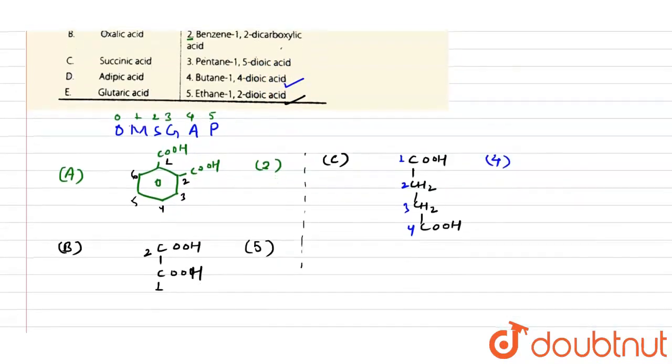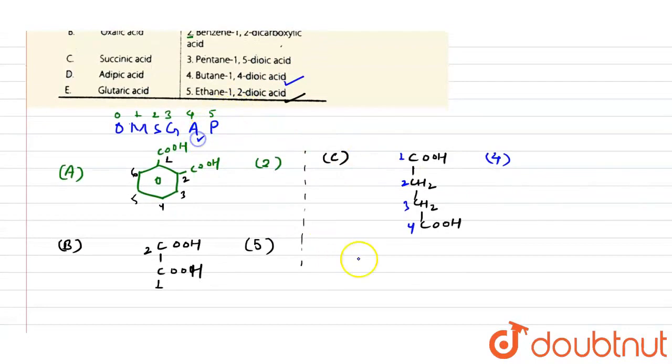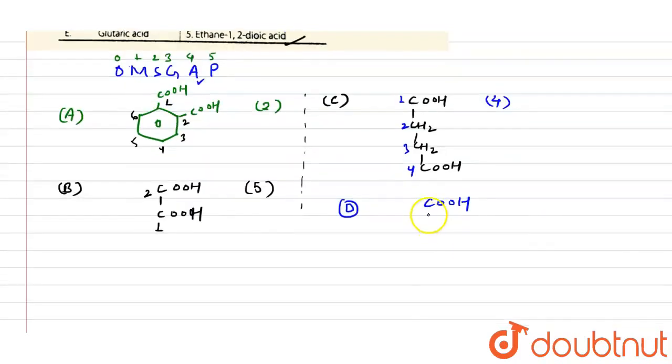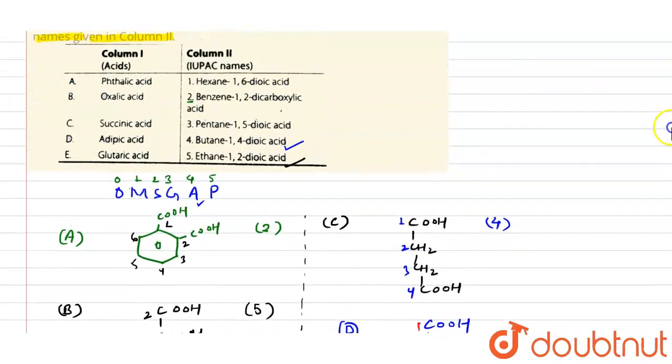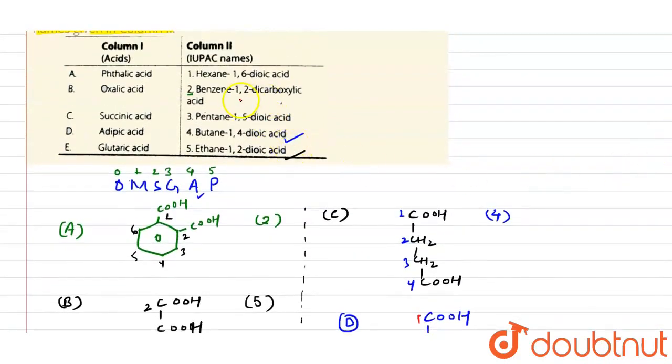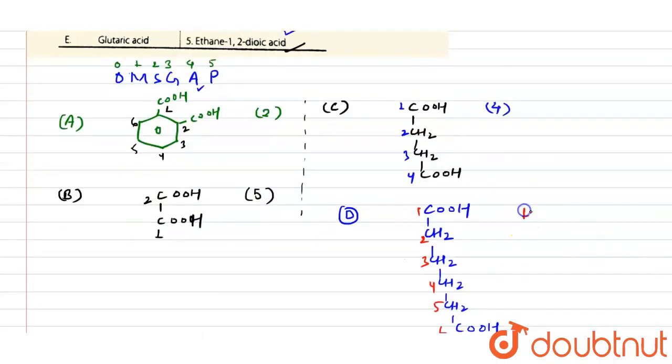Now next is D. So D is adipic acid. In adipic acid, how many carbon will be there? 4 carbon in between, so total 6 carbon will be there. 2 carbon is for the carboxylic acids, and in between them we will have 4 carbon in that way: CH2, CH2, CH2, CH2, and after that we will have COOH. So total 6 carbon is there, 1, 2, 3, 4, 5, 6. So this will be hexane 1,6-dioic acid. So D is matching with option number first.